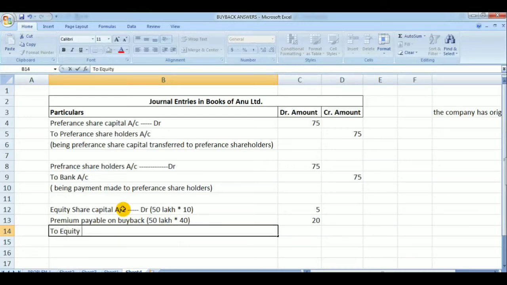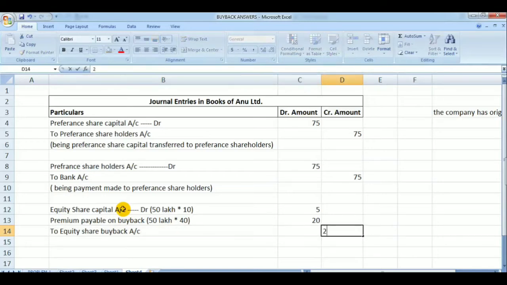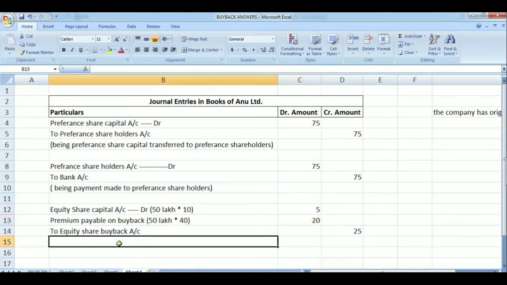Okay, and we'll charge this to equity shareholders. We are buying back, so we'll charge this to equity share buyback account. Okay, so this is the entry for buying back the shares. We are buying back shares worth rupees 25 crores. The face value of the shares is 5 crores and the premium payable to these shareholders is 20 crores.